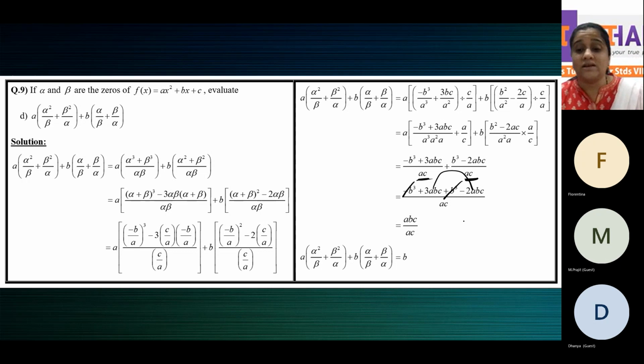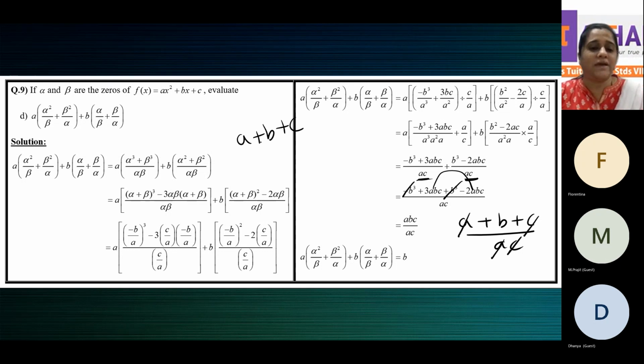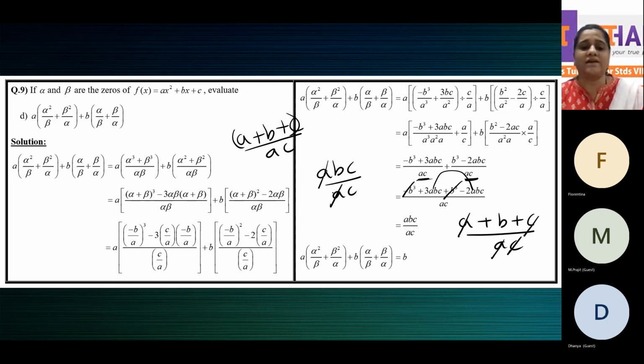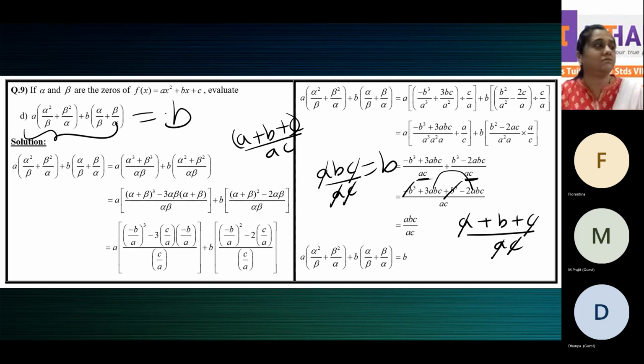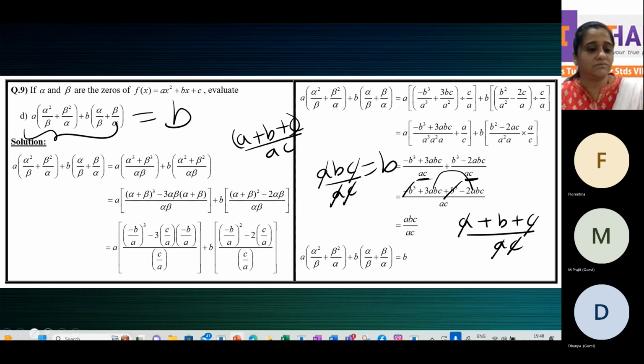ABC by AC. Now you can cancel. See, if it was A plus B plus C by AC, you cannot cancel. You cannot cancel A, C, C. If it was A plus B plus C by AC, this only is the answer, because this you cannot disturb. But what is it? It is ABC by AC. A into B into C by A into C. So it's product. Now they are free. You can cancel A and A, C and C. So the result is B. So the value of this expression is only B. All right, children?